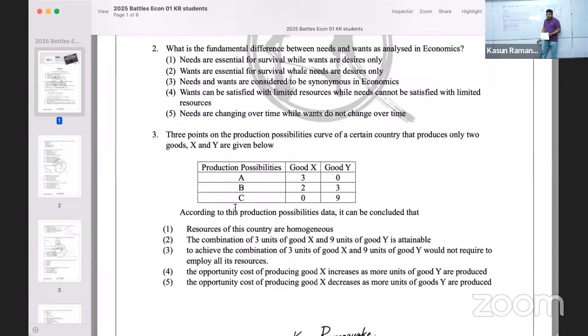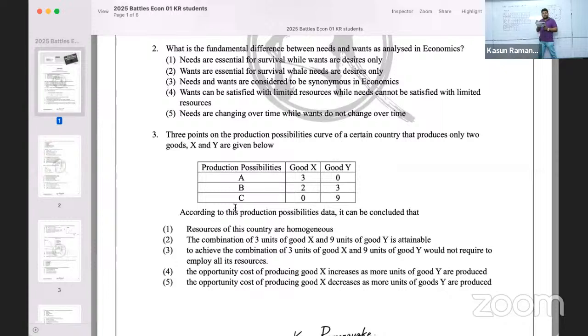Before you do anything, in this kind of question, you don't know what to do, because they are telling, it can be concluded that. What can be concluded? Just read the answers as well. Practice yourself to do the questions, then you will get that. Let's say, resources of this country are homogeneous. That means if homogeneous resources are being used, the opportunity cost is constant. Likewise, the combinations of the goods, some are unattainable, some achievable, different kinds of things that they have given. Don't try to read everything.